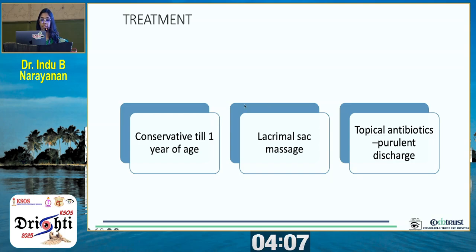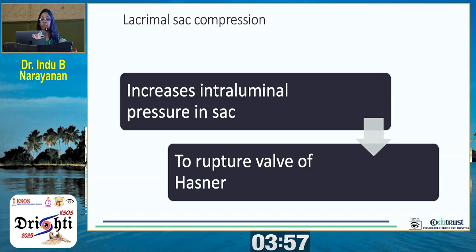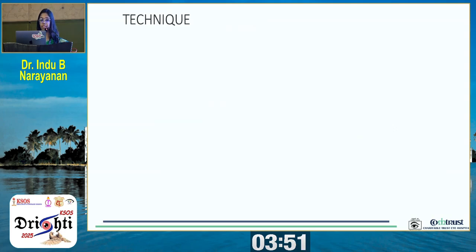Basically, conservative treatment, not anything, but you have to ask them for lacrimal sac massage or compression. In case of purulent discharge, topical antibiotics are prescribed. So the idea is that it increases the intraluminal pressure and ruptures the valve of Hasner. So the technique is very important.